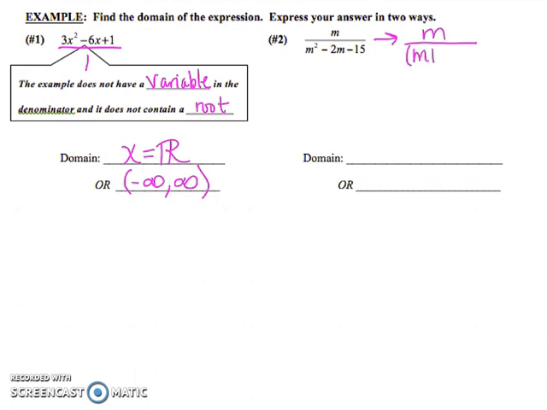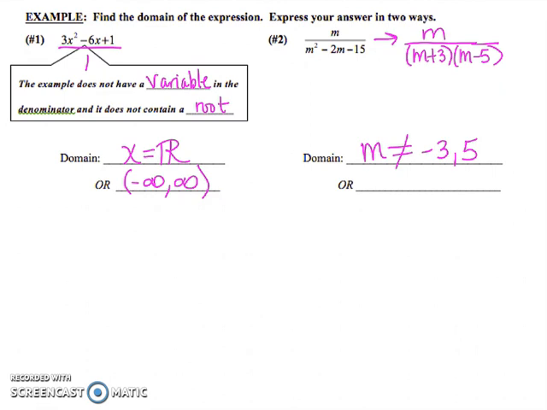So m plus 3, m minus 5 for my denominator. Okay, so now we can easily see that there are two values that could make my denominator 0. If m were negative 3, that would create a 0, or if m were positive 5, that would create a 0. So for our domain, the easiest way that I think we could write it is we could just say that m cannot equal negative 3 or 5.